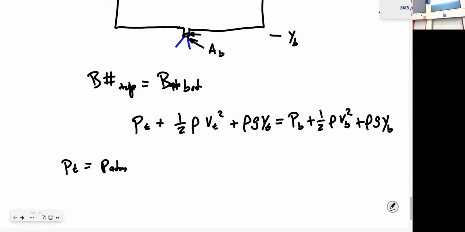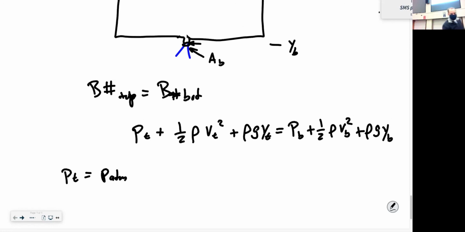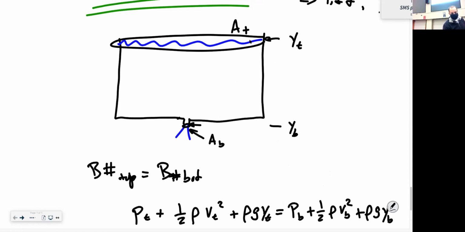Right. So you would think that it would be rho atmosphere. You would use your statics equation to figure out what the pressure is right here, right? You would say, well, we know it's rho naught plus whatever rho g delta y to get to the bottom. And you would be right if you were talking about the pressure at this point here. You are not right there.